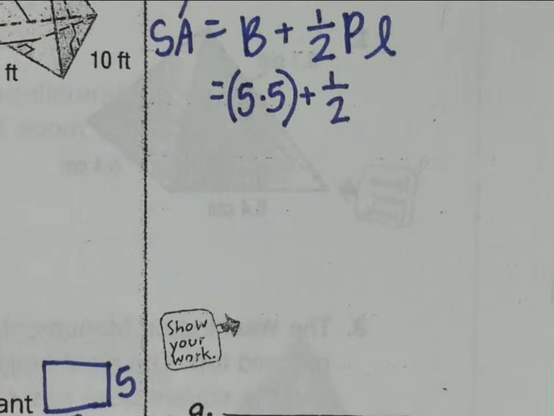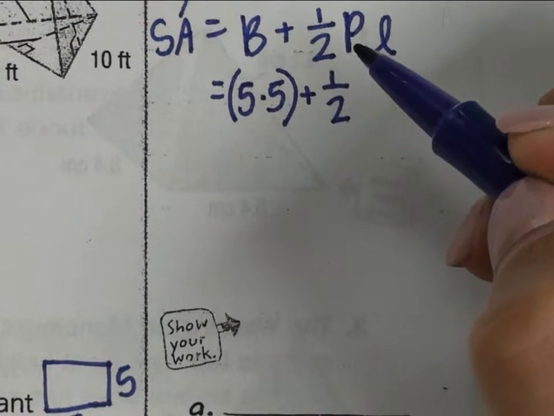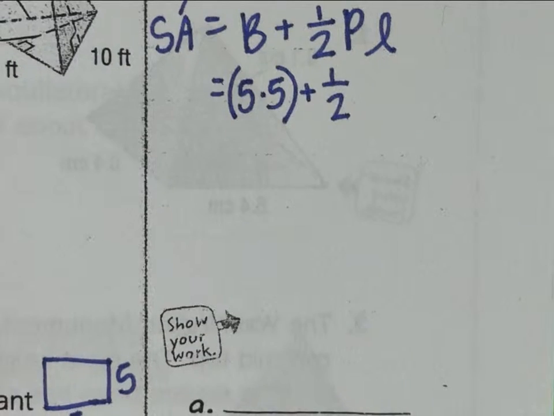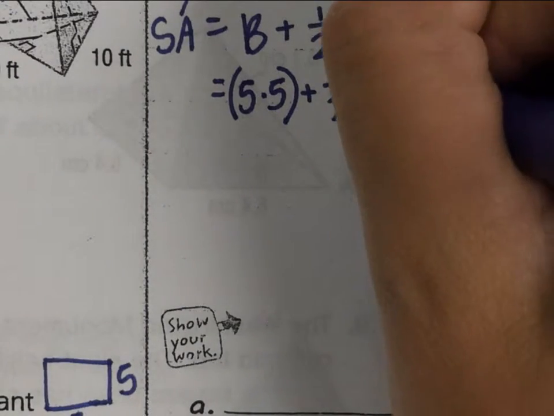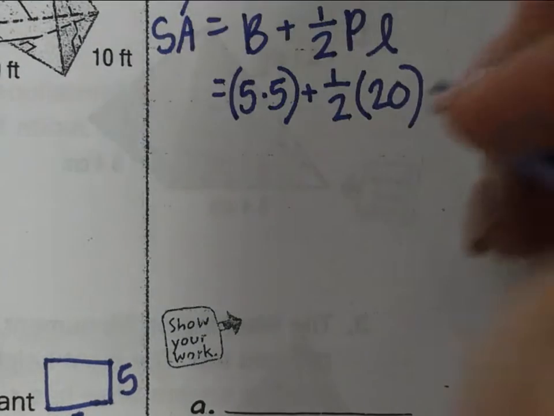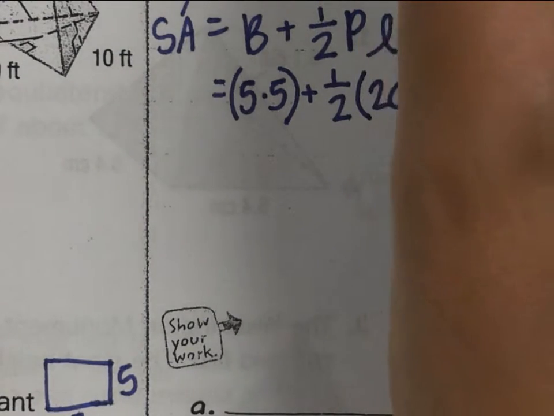Okay, now how can I find capital P? 5 plus 5 plus 5 plus 5, or 5 times 4, right? So what does that give me? 20. And then what was my slant height? 8 centimeters. It tells me in the problem that it has a slant height of 8 centimeters.